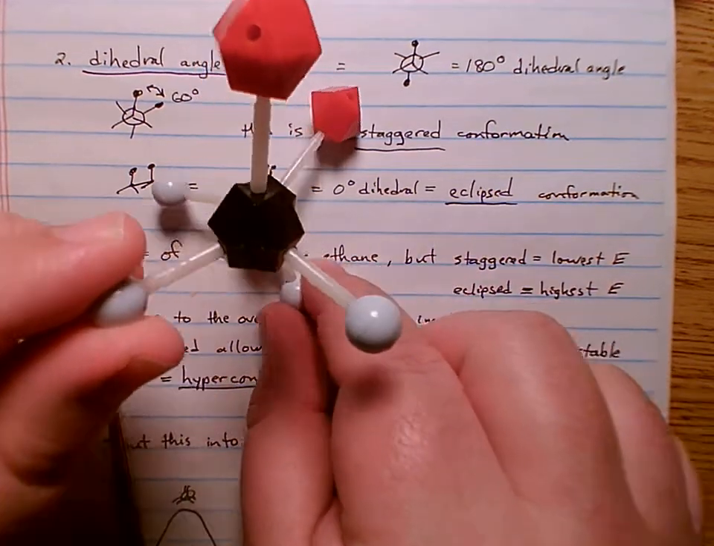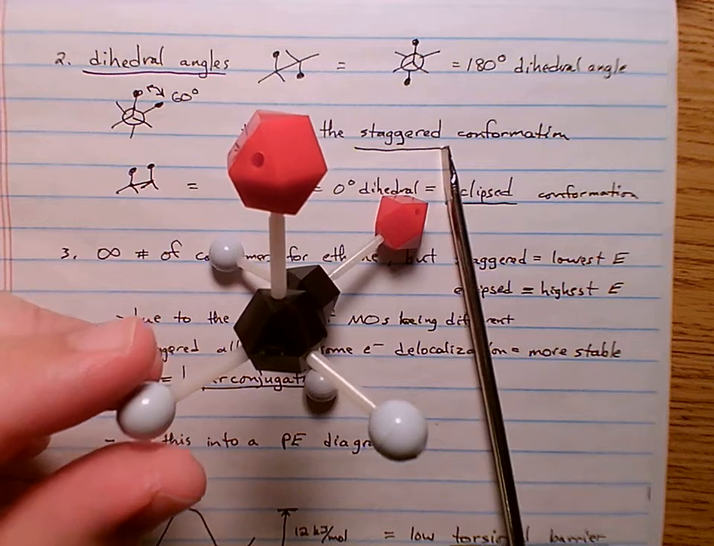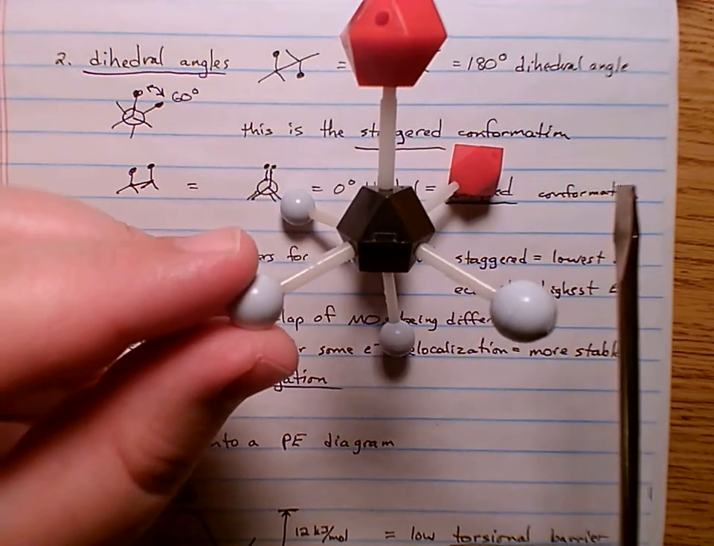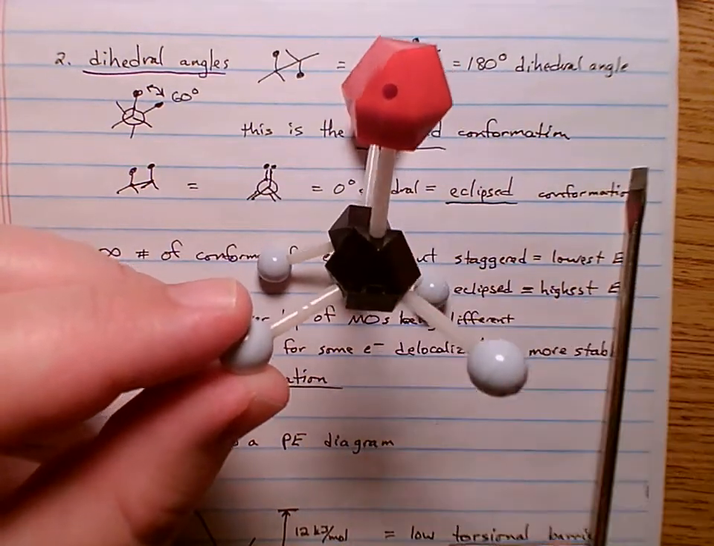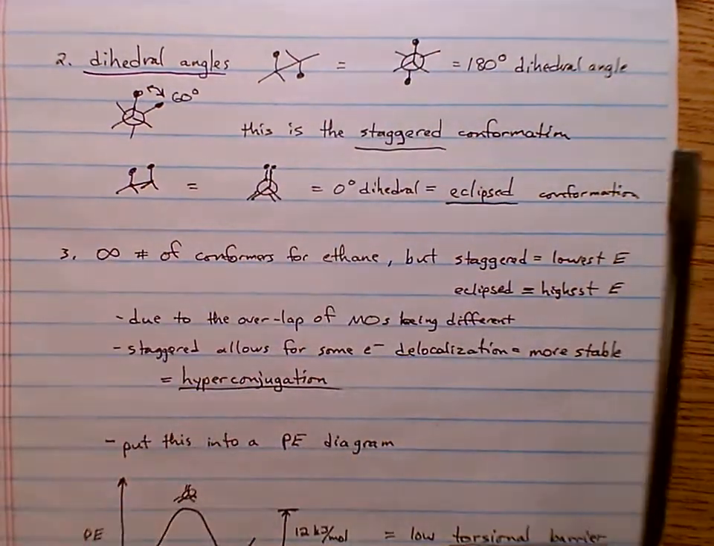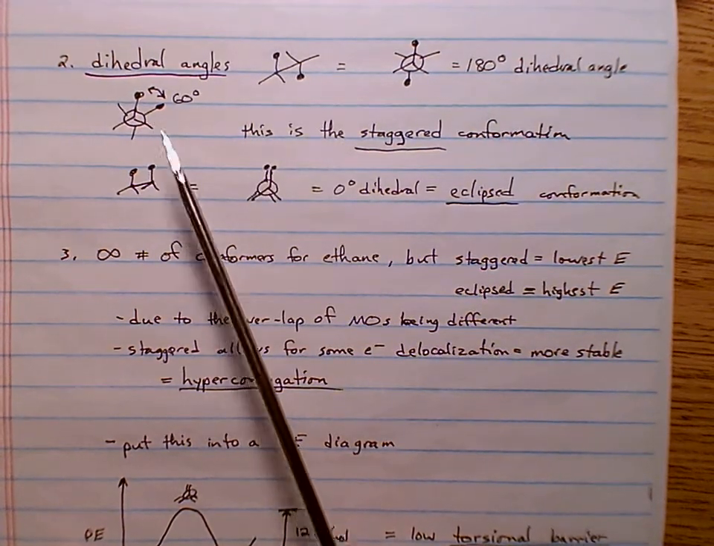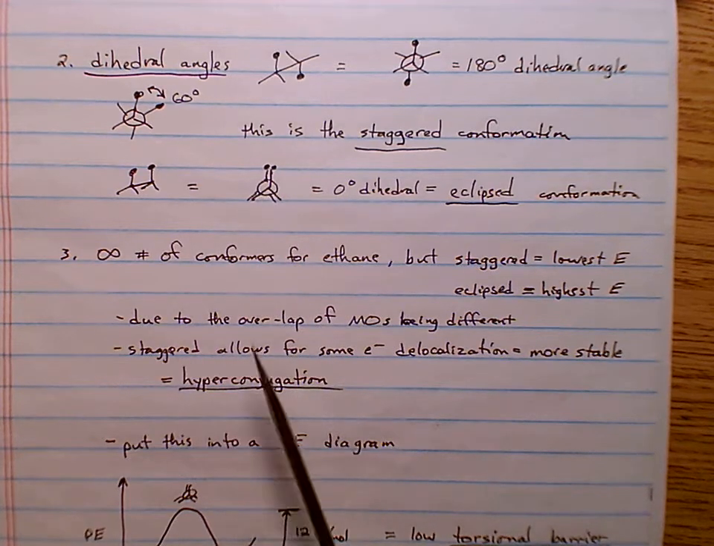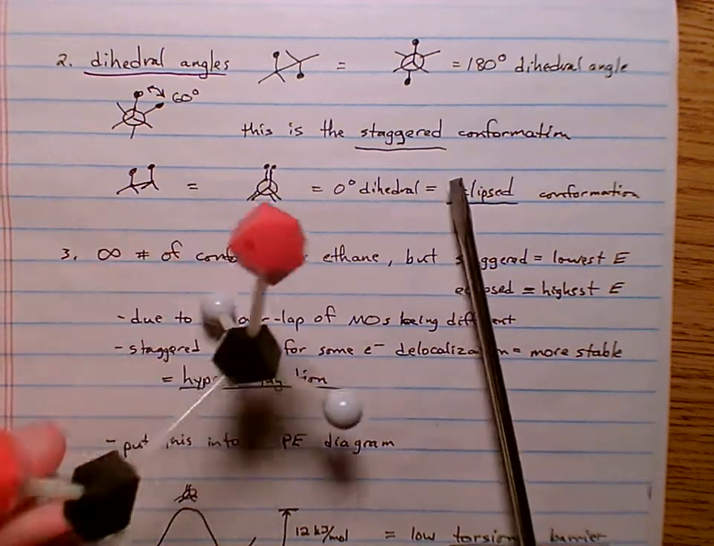When we have a 60 degree dihedral angle, we call that the staggered conformation. So this is the staggered conformation. This is the eclipse conformation. Staggered, 60 degree dihedral angle. Eclipse, 0 degree dihedral angle. And here is the sawhorse projection of eclipsed.